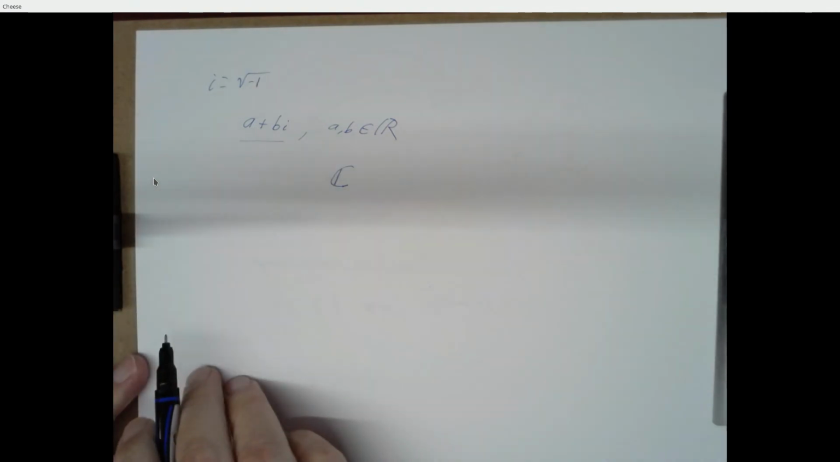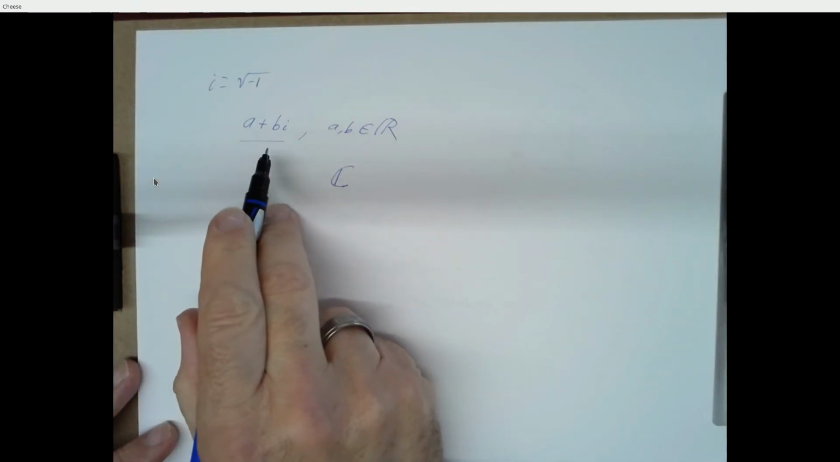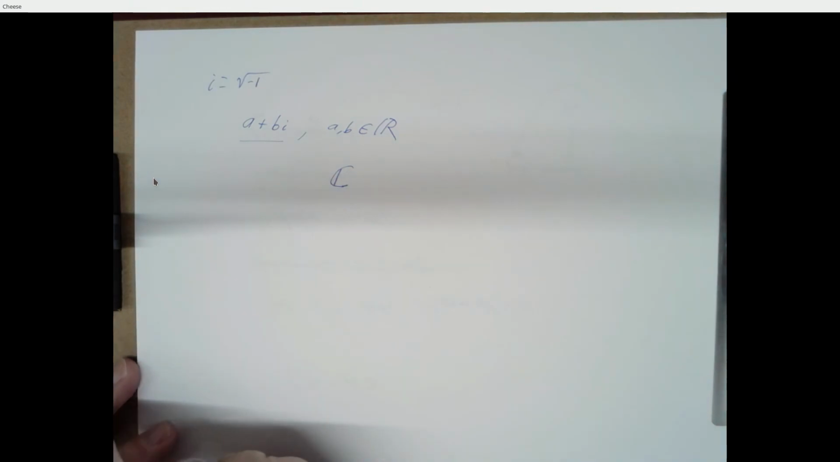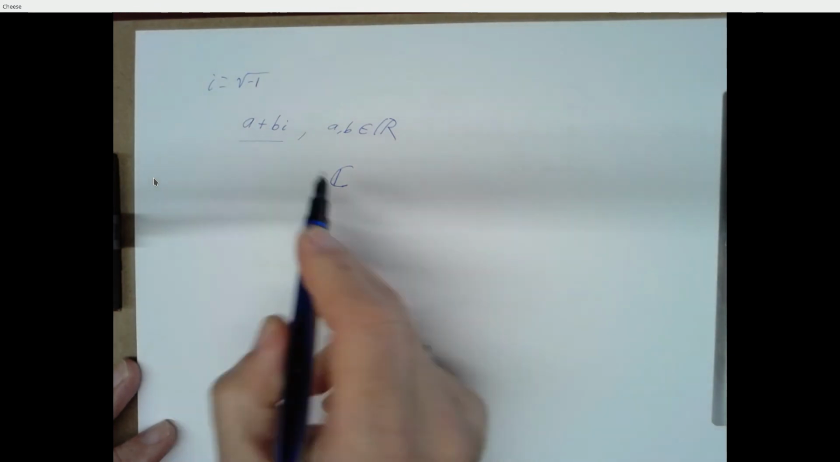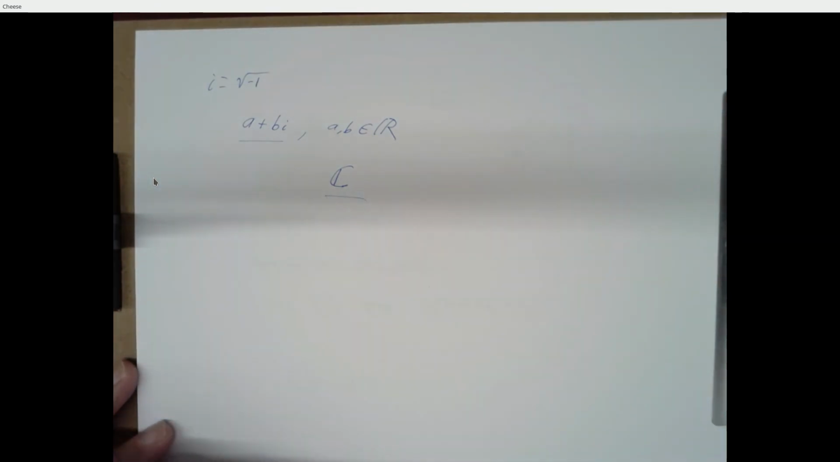Okay, so I is the square root of -1, A plus BI is a general complex number where A and B are real numbers. And the set of all things in this form, we call that C. It's the set of complex numbers.